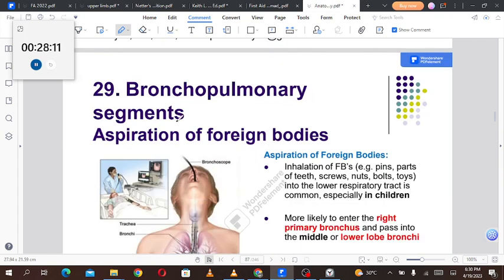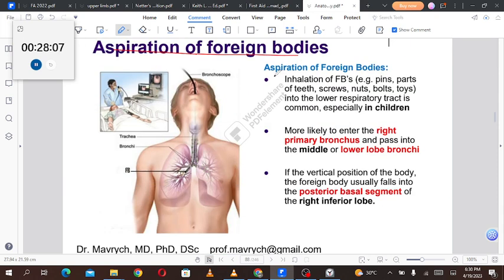Point number 29 is about bronchopulmonary segments and aspiration of foreign bodies. Inhalation of a foreign body, for example pins, parts of teeth, screws, nuts, bolts, toys, into the lower respiratory tract is common, especially in children. It is more likely to enter the right pulmonary bronchus and pass into the middle or lower lobe bronchi, depending on the position of the patient.